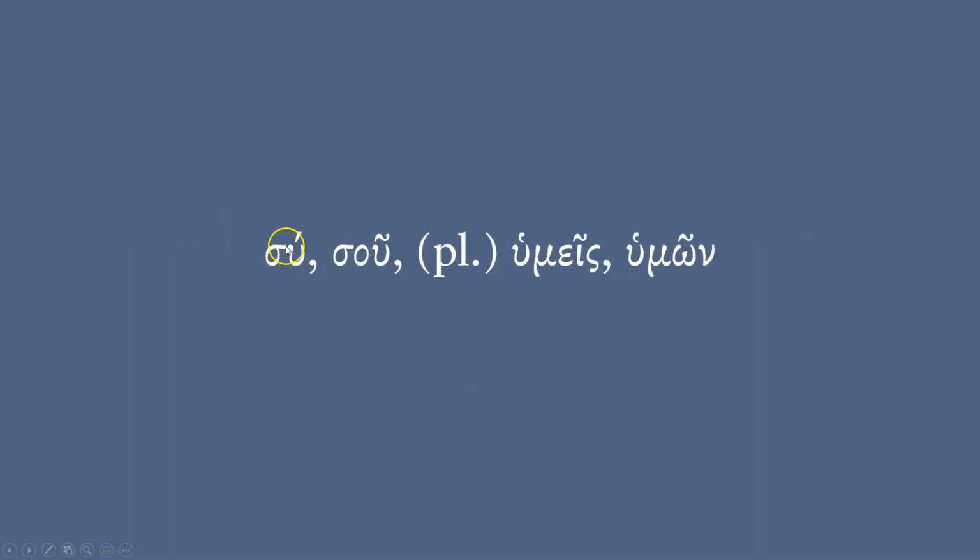Sy is you in the nominative. Sou with this ending is you in the genitive, so you, of you. And then hymeis, hymōn, is you, second plural. All these are second person. This is singular, and this is plural. You and of you.